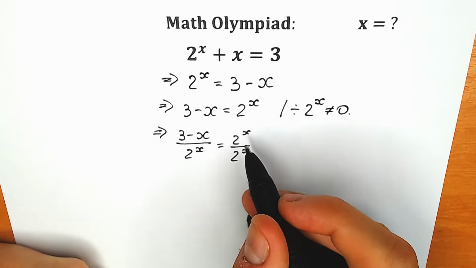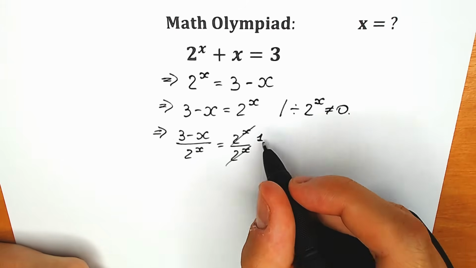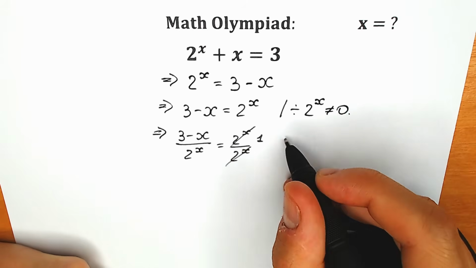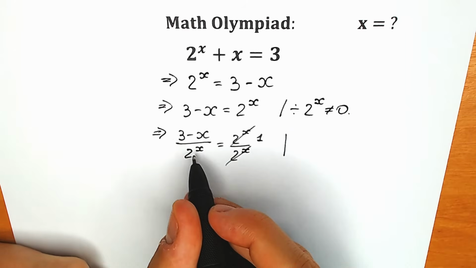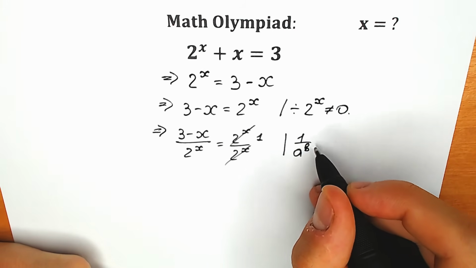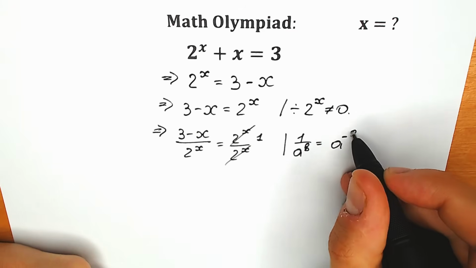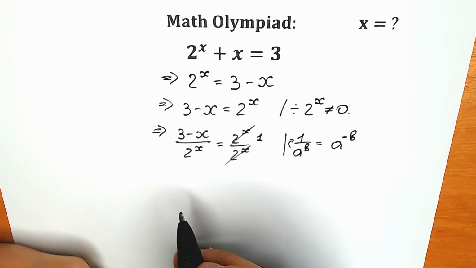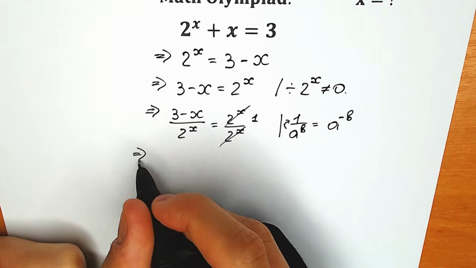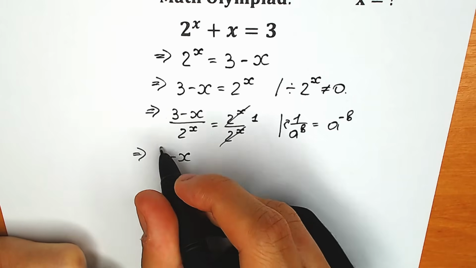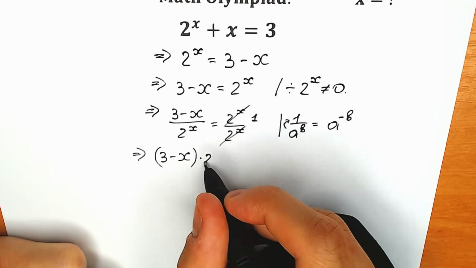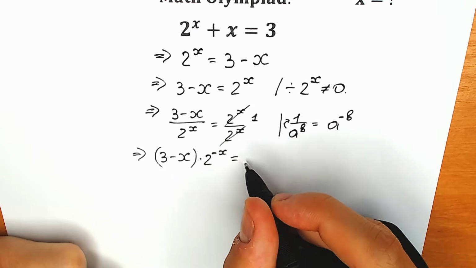Right now, on the right side, we can easily cancel these 2 to the x, and we have only 1. On the left side, I want to write this 2 to the x in the numerator, but you need to know a really important property. You need to change the sign of the power to the opposite one, because when you have 1 over a to the power b, you write it as a to the power minus b in the numerator. That's why we write 2 to the power minus x in the numerator. As a result, we have 3 minus x in parentheses, times 2 to the power minus x, equal to 1.